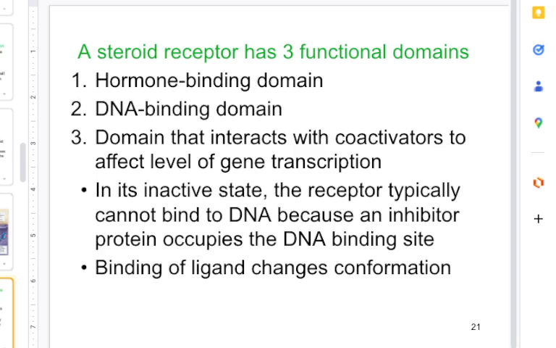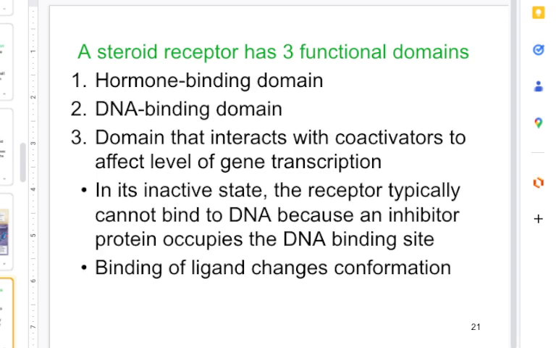In its inactive state, the receptor typically cannot bind to DNA. This receptor complex, however, after it is activated, frees up the inhibited site, because an inhibitor protein occupies the DNA binding site, and is now in a different conformation of this complex.